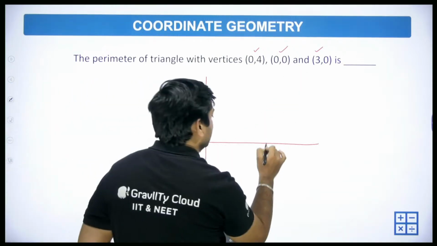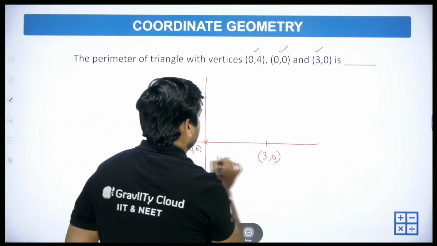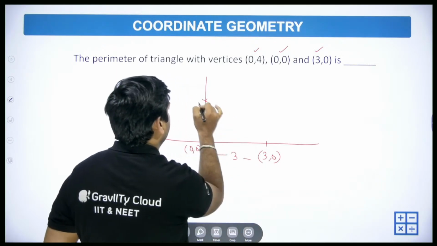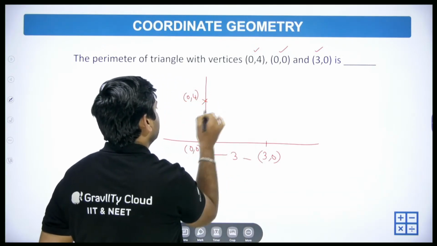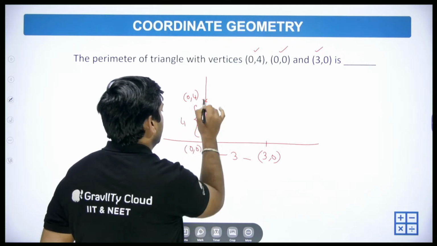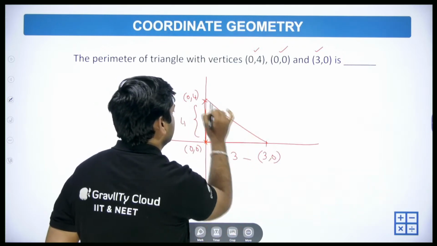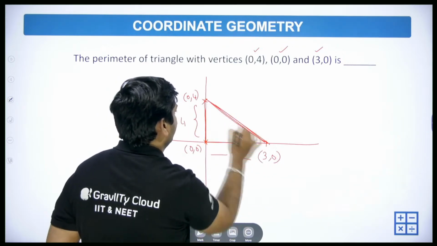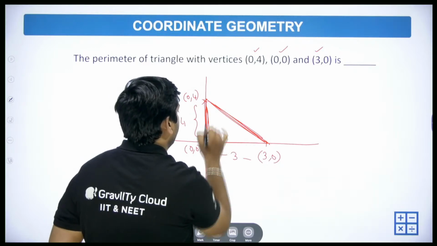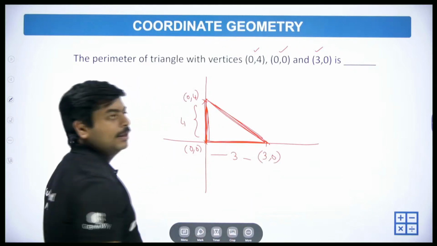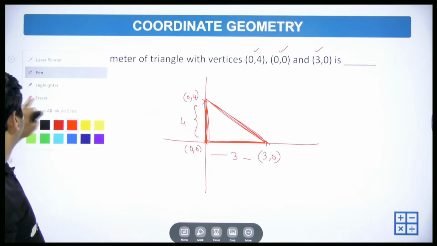So 3, 0 is a point on x-axis at a distance of 3 units, and 0, 4 is a point on y-axis at a distance of 4 units. So this is the triangle that we are going to discuss. Now to find the area of this triangle or the perimeter. Perimeter is very simple, right?